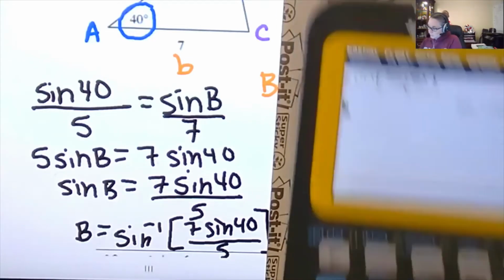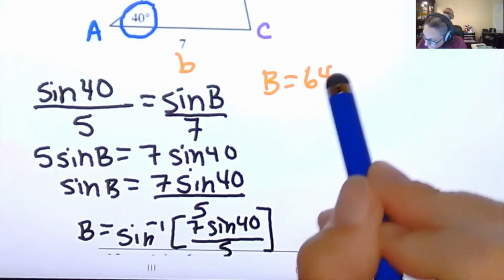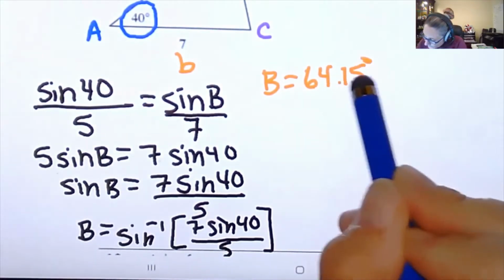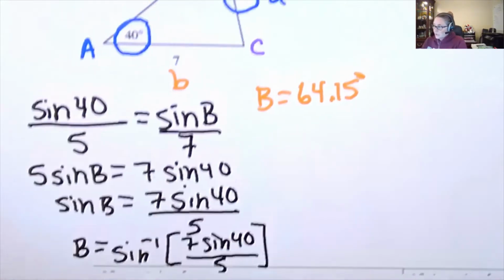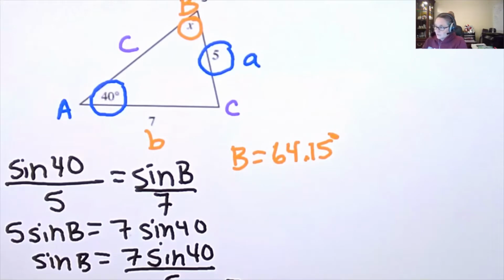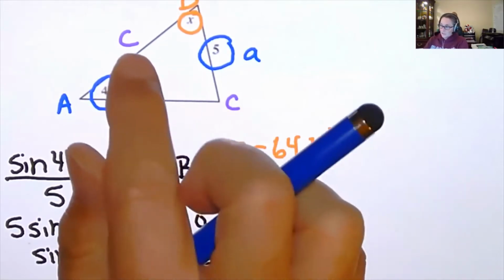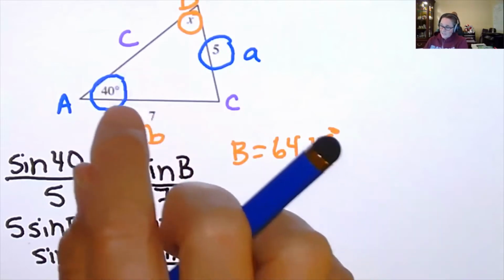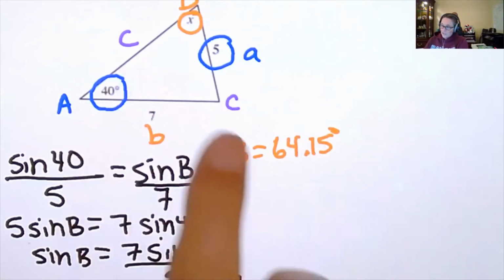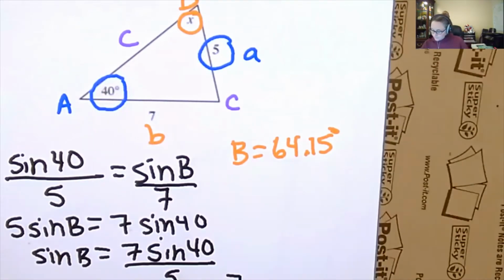Okay, so 64.15. So 64.15 degrees. Okay. Now they want us to solve for the rest of this. So we're going to have to find C, angle C, and little c. So if this is angle B and this is angle A, I know that all three in the triangle need to be equal to 180.